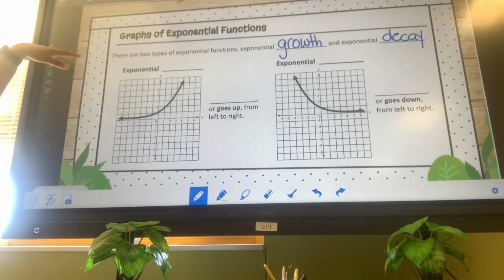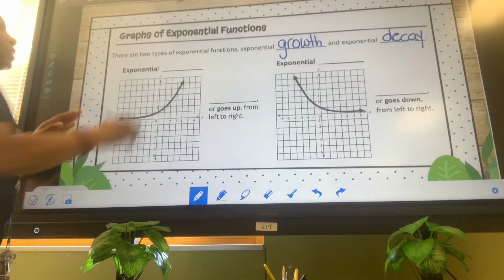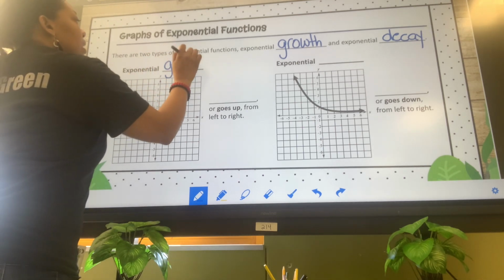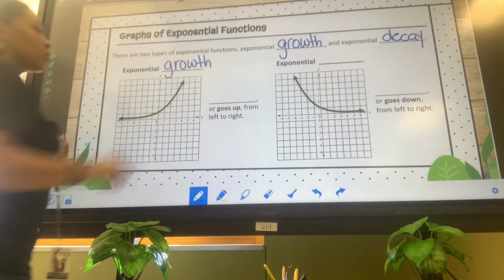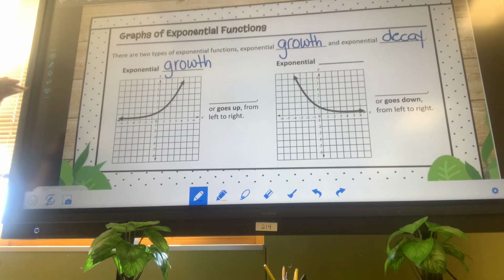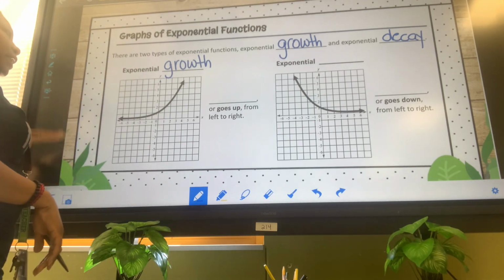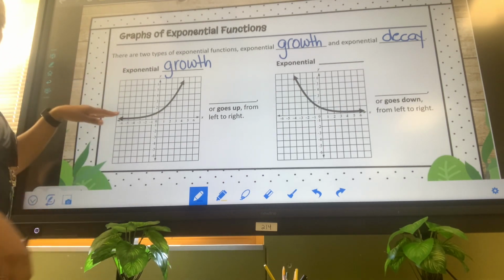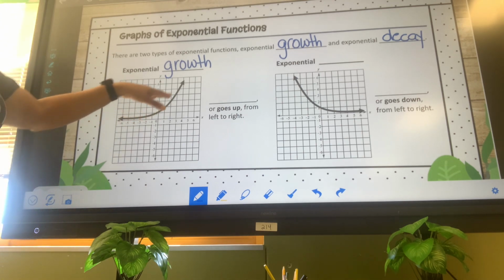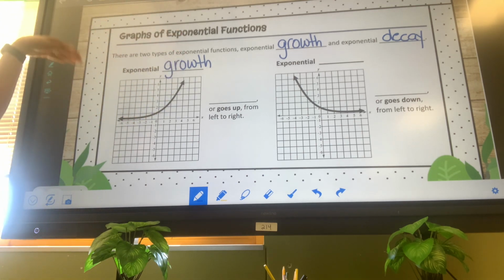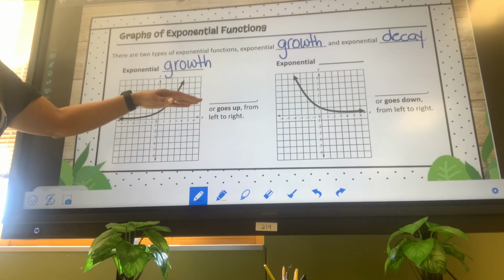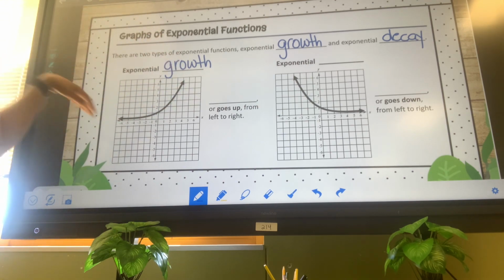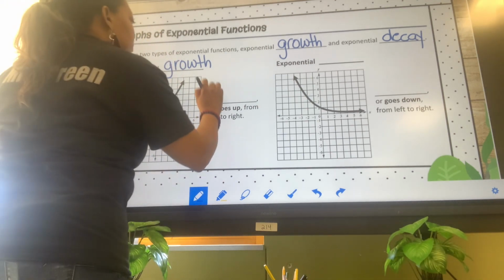This first graph right here shows us exponential growth. Exponential growth is going to increase from left to right. Remember, we always go from left to right. As I'm starting at the left, notice it is going up. No matter which way I go, if I go to the right, it's still an increase. If I go up, it's still an increase. So it increases from left to right.